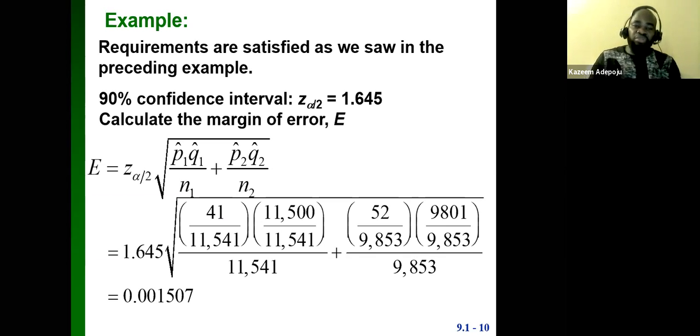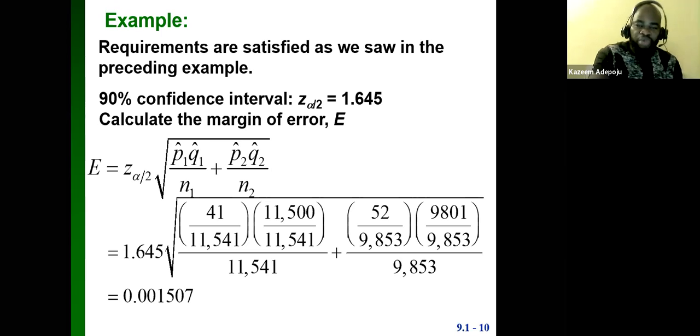In constructing the 90% confidence interval, of course, the z value is going to be 1.645. I think I told you before. Now, we can first start by calculating our p-hat 1, the estimate of p1, and the estimate of p2. When you get the estimates of p1 and p2, the sample sizes and the z value, you will be able to obtain the margin of error E.